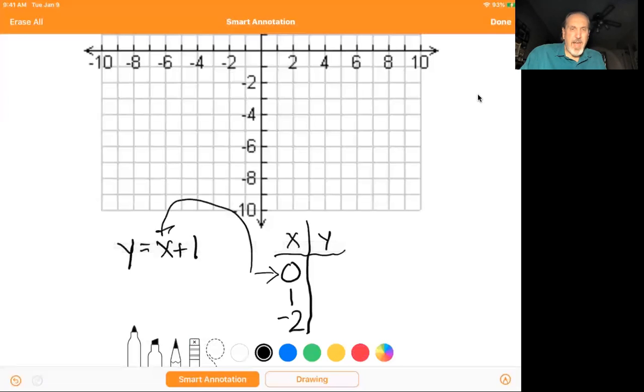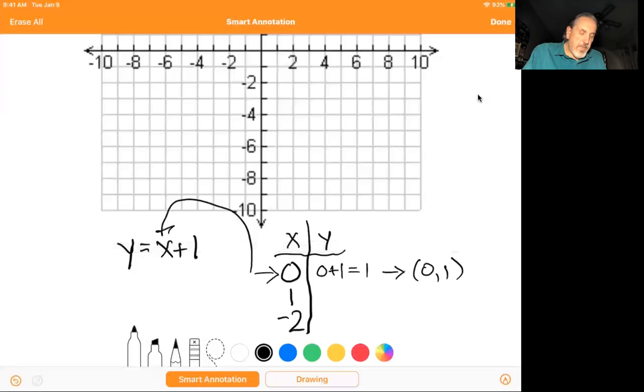And we can do these in our heads. This is pretty simple. So when you see y equals x plus 1, if x is 0, then y is going to be 0 plus 1, which is of course 1. So that gives us an ordered pair. Because the x was 0 and the corresponding y value was 1, we have the ordered pair 0, 1, which is something we can easily graph.